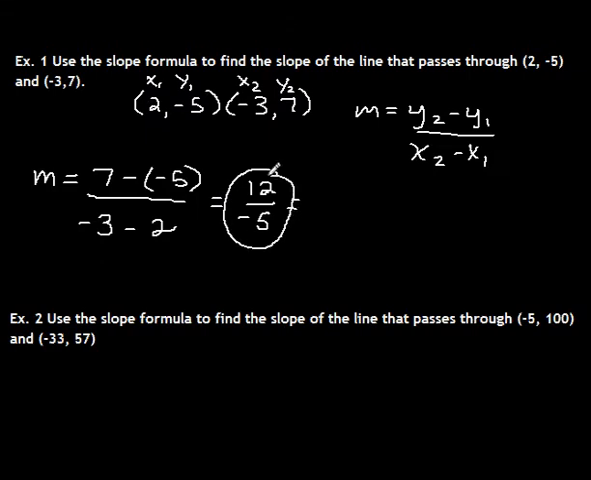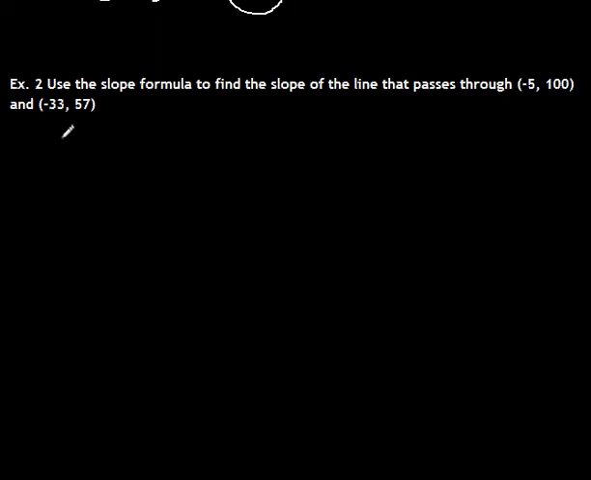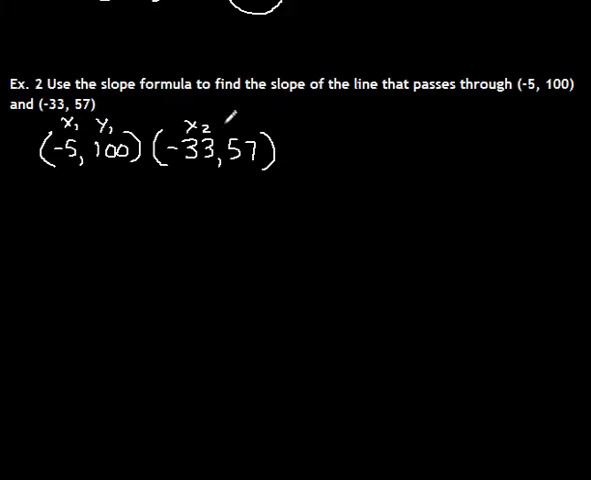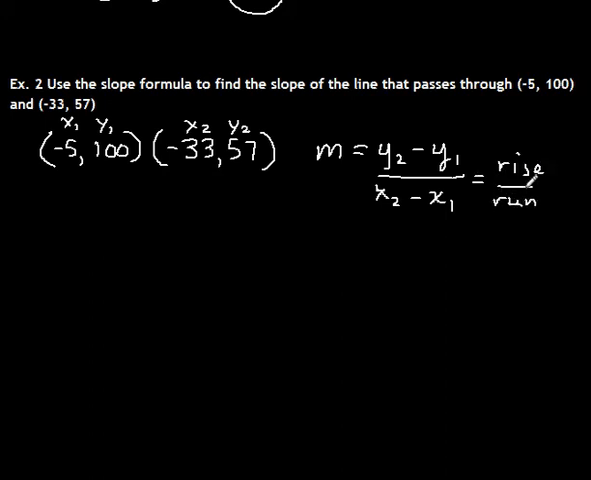And that's it. That's all it is, plugging in that formula. Let's do another one. We have some big numbers. We have (-5, 100) and (-33, 57). So this is x1, y1, x2, y2. You should probably write down your slope formula every time for every problem until you have it down, y2 minus y1 over x2 minus x1. Remember, slope is also rise over run. Just think your rise is the y-axis and your run is your x-axis. So we just plug these in.